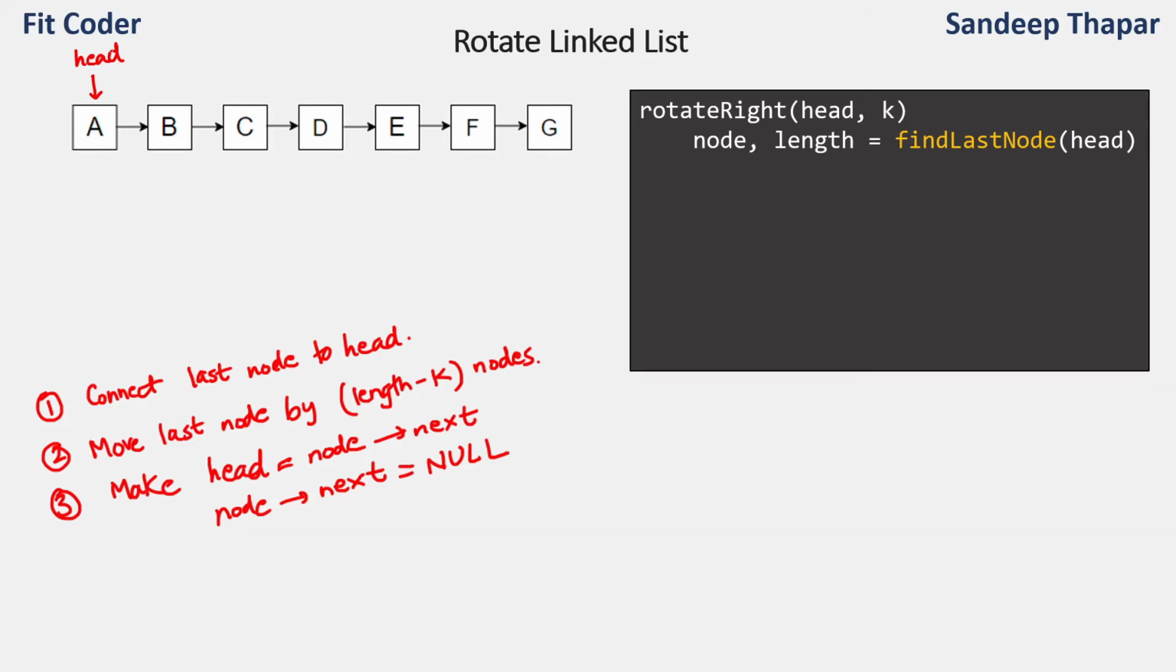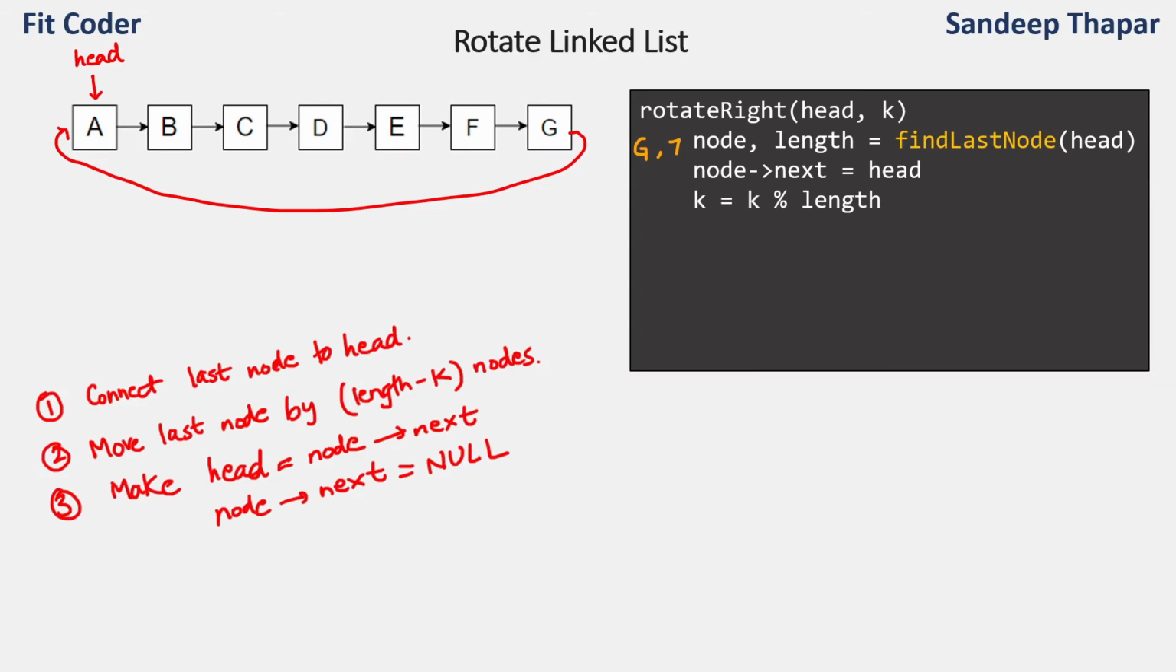We just need to traverse from the head of the linked list until the head becomes null. So this function find last node gives us two values. For this case it will give us G comma 7, because there are 7 nodes in the linked list and G is the last node. Then we need to connect the last node with the first node. So we are doing node next equal to head. We are connecting last node G to the head of the linked list A.